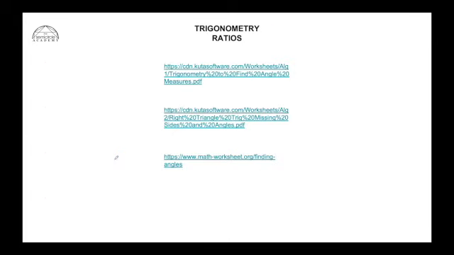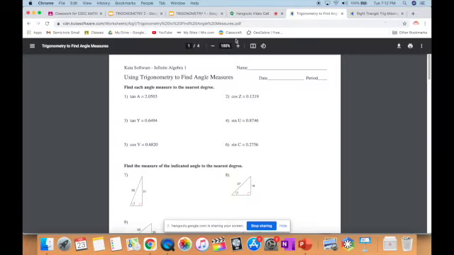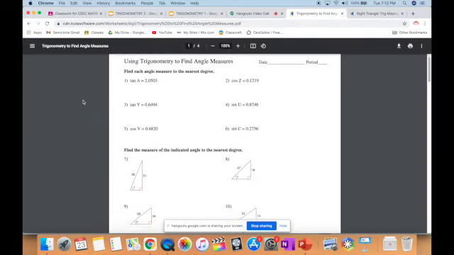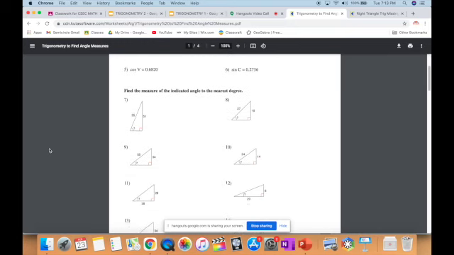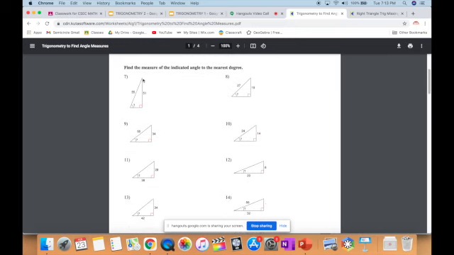Right? So we have some Kuta Software stuff here, and these two Kuta Software. So this is the first link. So we could see here that we had some of these questions that we did. I expect everybody to do all of the questions. In this one, find the measure of the angle.